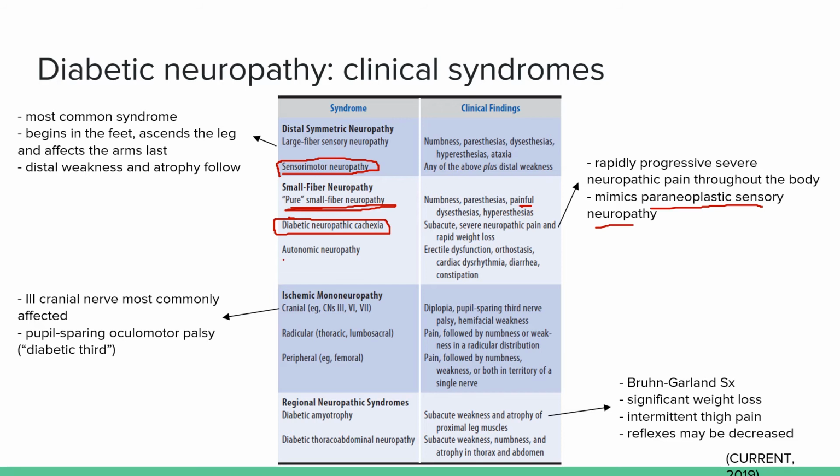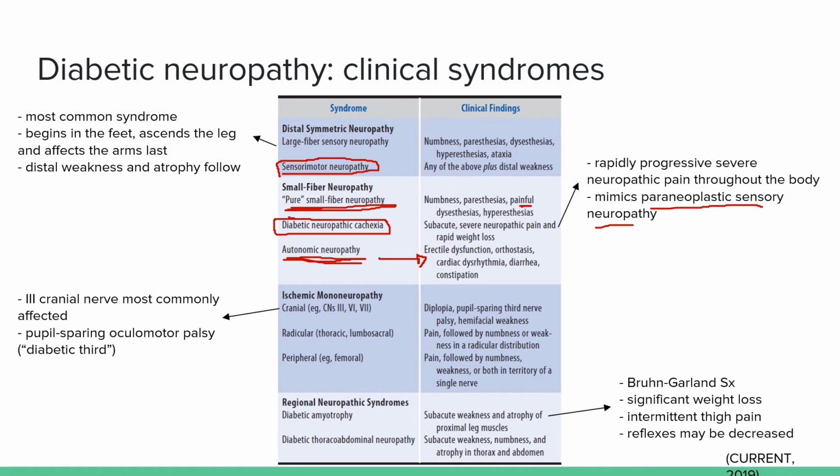We also have autonomic neuropathy, and the symptoms we can expect to find are erectile dysfunction, orthostasis, cardiac dysrhythmias, diarrhea, and constipation, all of the muscles innervated by autonomic nerves. Also, we can find ischemic mononeuropathy.